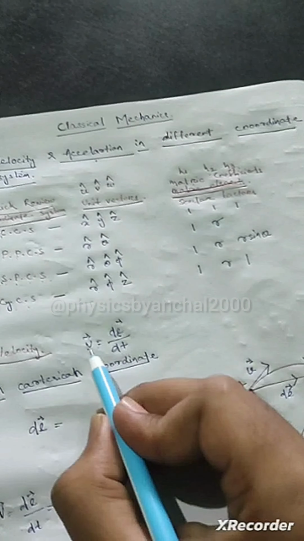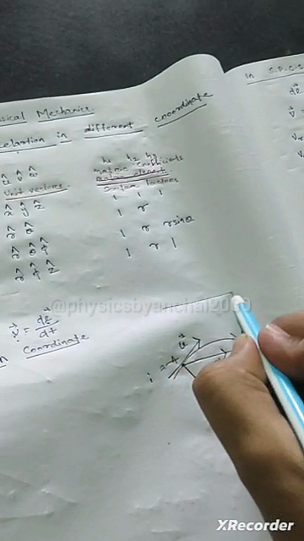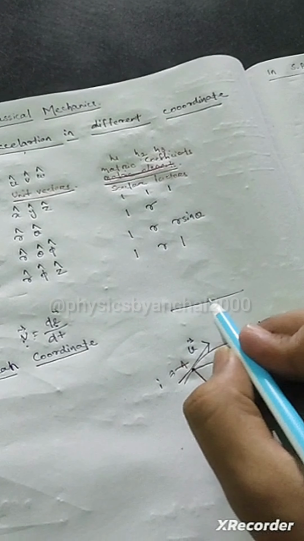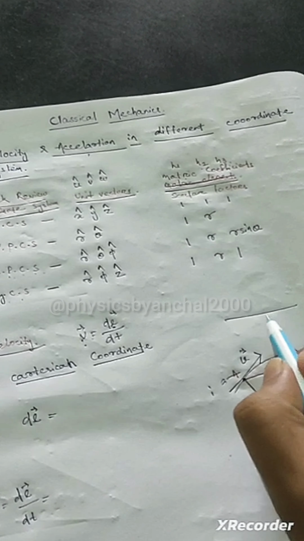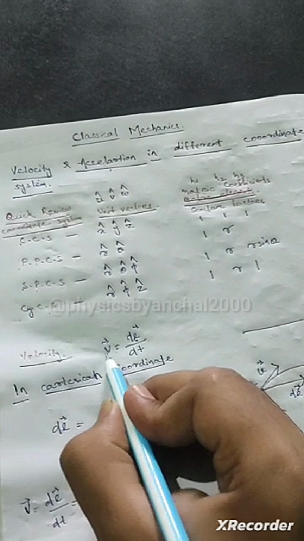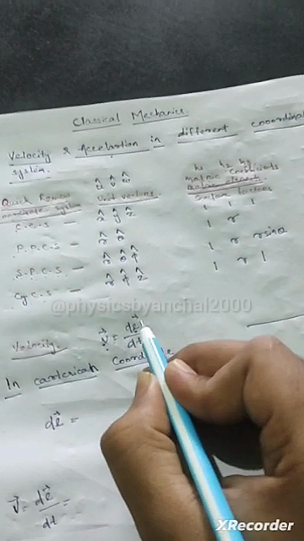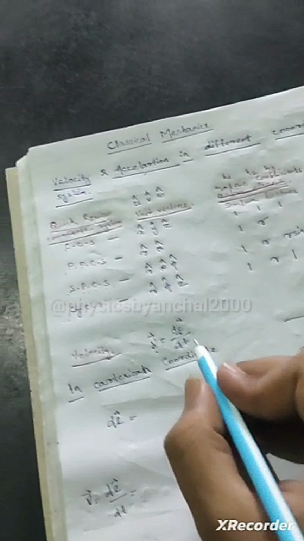The direction of velocity and displacement are equal when we talk about motion in a straight line. But when the motion is not in a straight line, the direction of velocity and the direction of displacement are not the same. I hope you understand this.